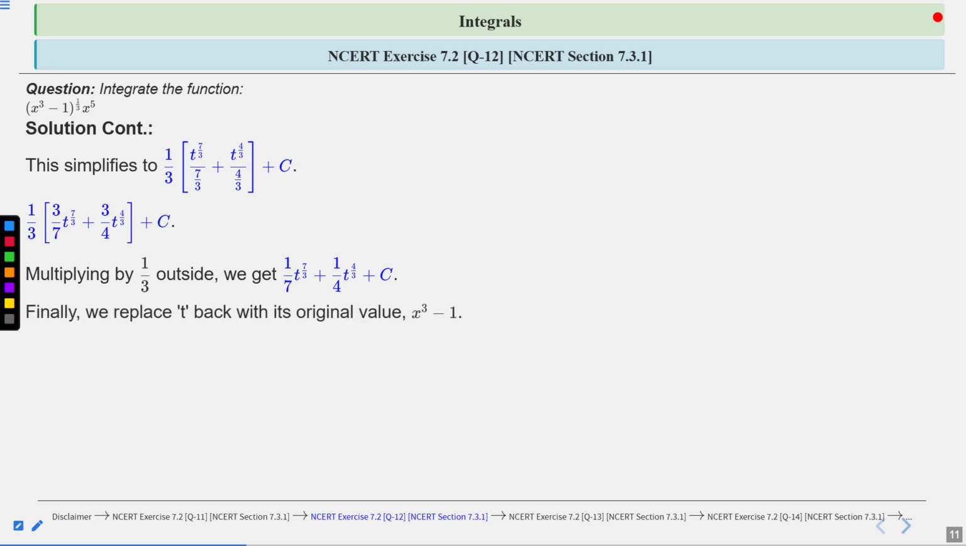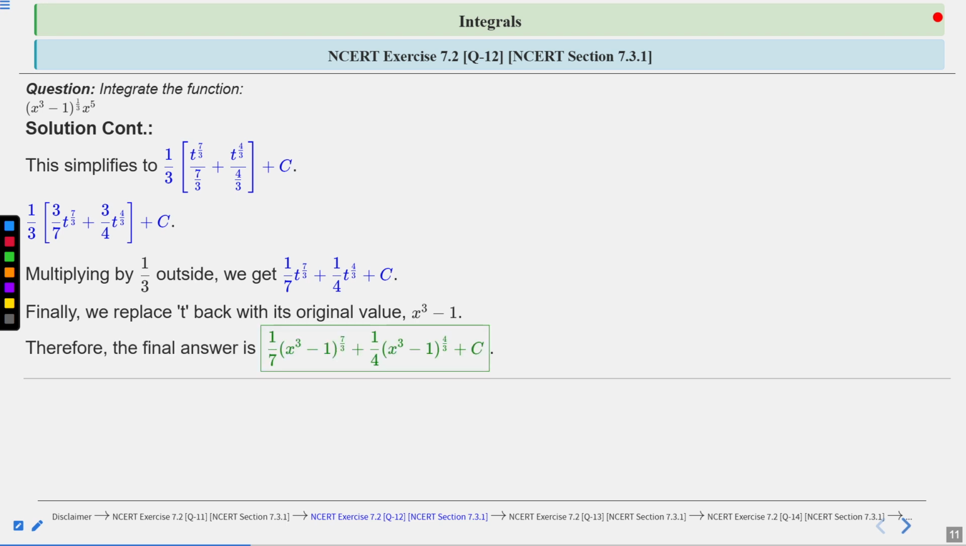Finally, we replace t back with its original value, which is x cube minus 1. Therefore, the final answer is 1 by 7 times x cube minus 1 to the power 7 by 3 plus 1 by 4 times x cube minus 1 to the power 4 by 3 plus c. Clear? This is basically the final answer of our question.